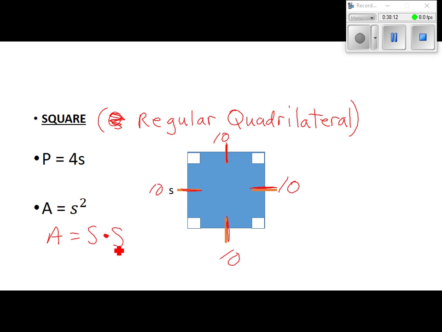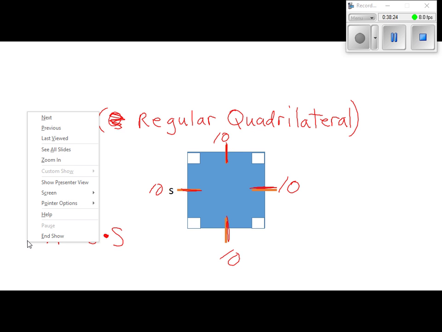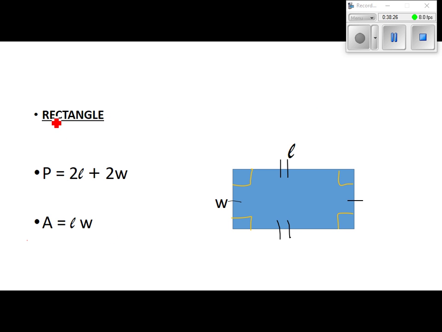What would the area of this square be? 100. 10 times 10. That makes sense? Easy stuff, right? Now let's get to the hard stuff. Just kidding. Rectangle. Draw this and write this down.